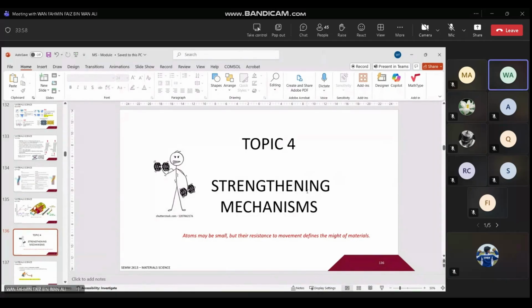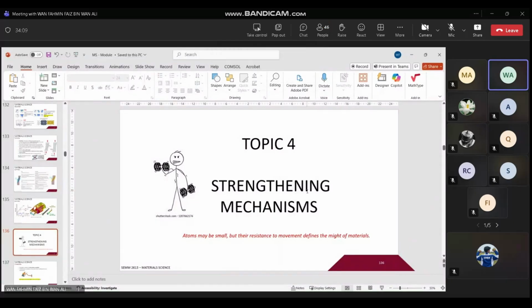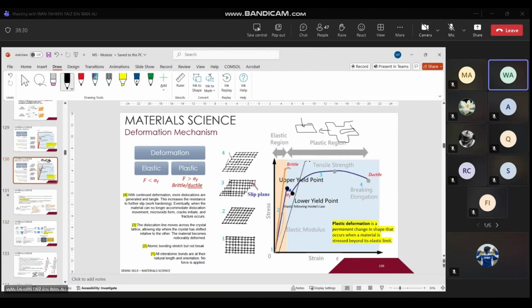The strengthening mechanism is a process where you want to restrict, you want to inhibit the movement of the atoms. When the atoms move, technically it indicates the material is softer. Although the strength increases, in terms of elongation it now becomes shorter. Okay, so this is the function of the dislocations.